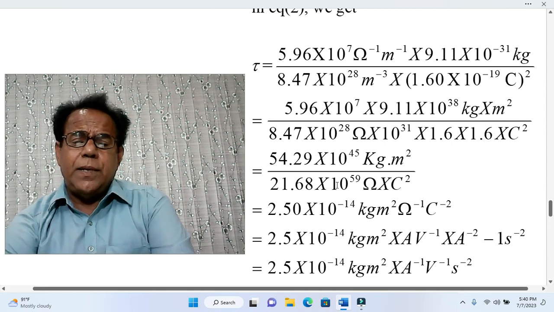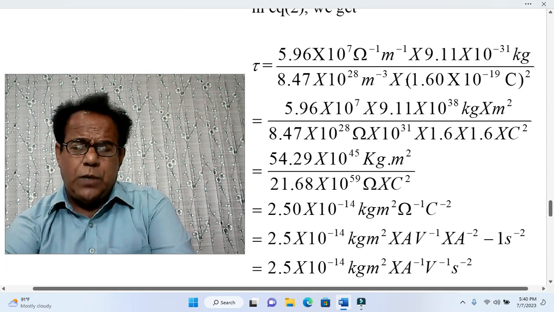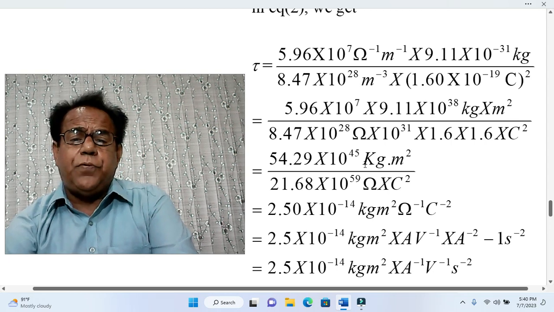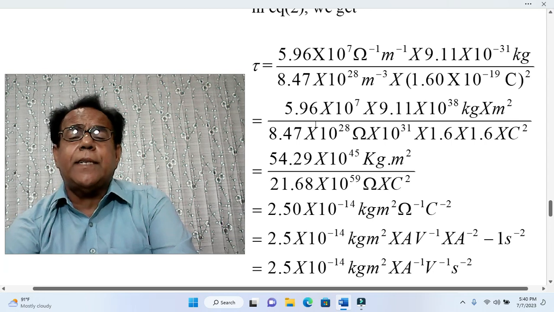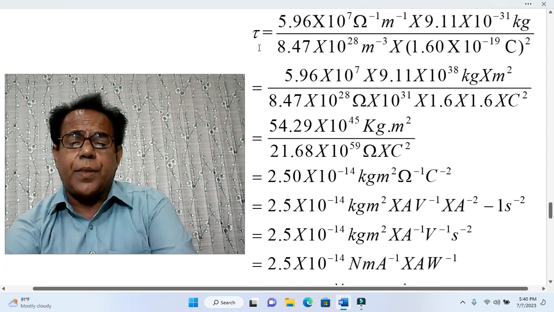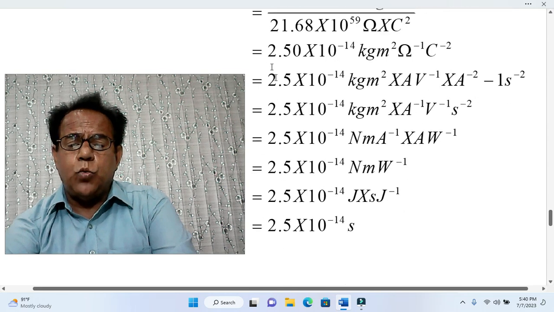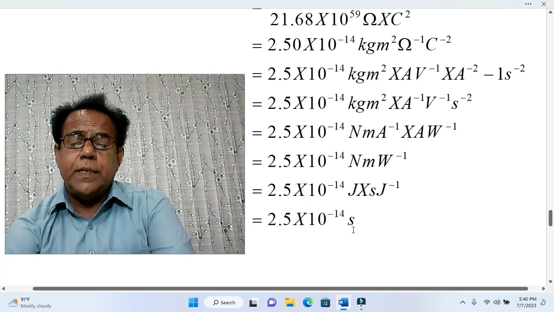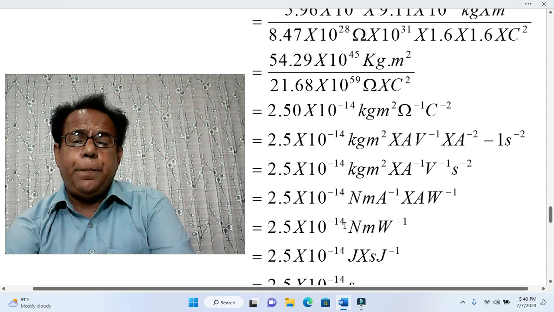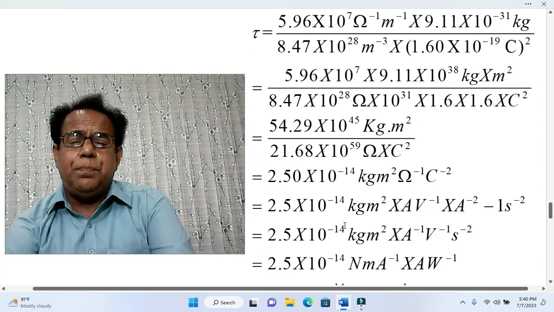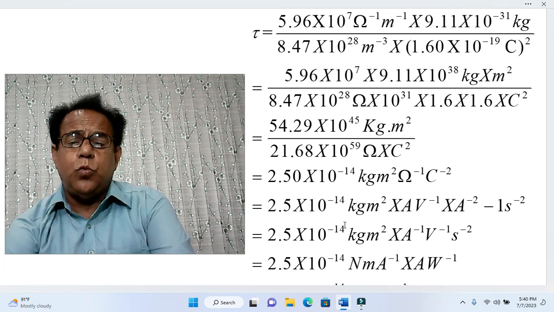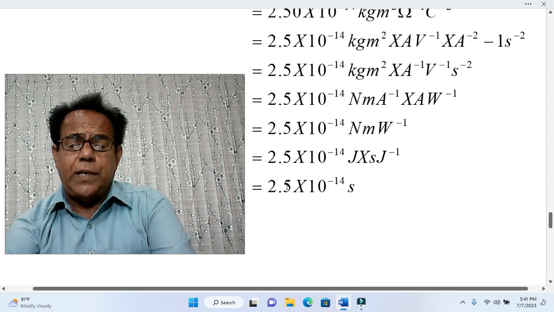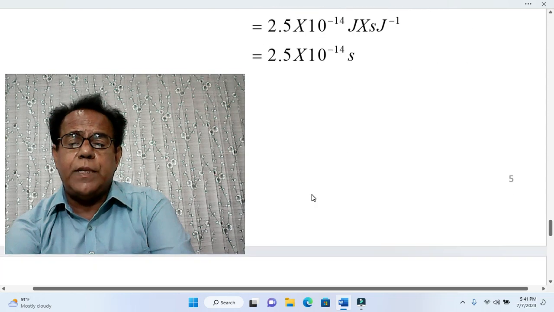Anyhow, when we solve this portion carefully using adequate tables of conversion factors, we reach this conclusion that tau finally becomes equal to 2.5 into 10 to power minus 14 second. After employing a number of conversion factors, we conclude that the value of tau finally becomes equal to 2.5 into 10 to power minus 14 second.